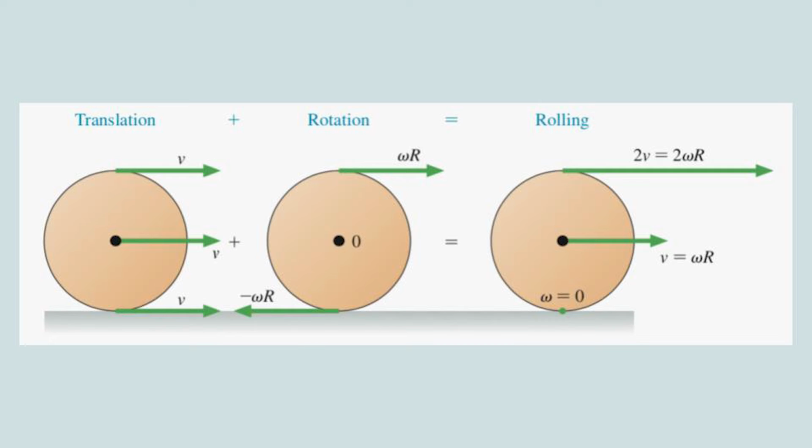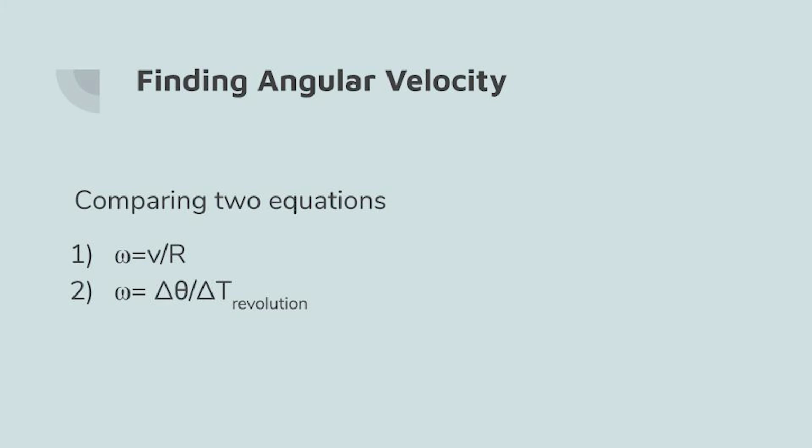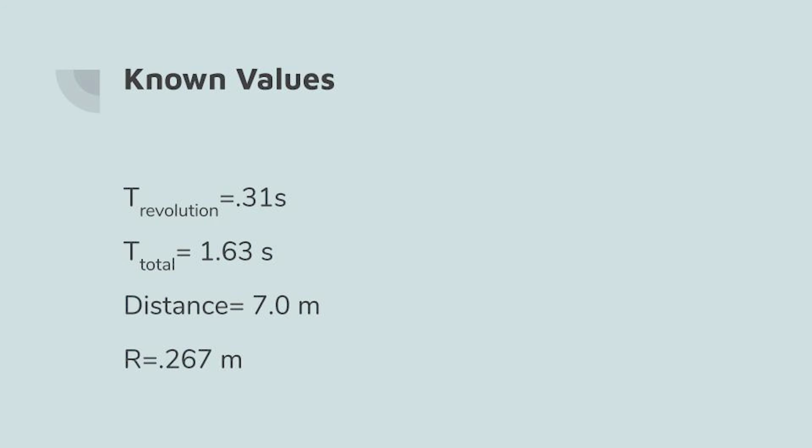Calculations. We want to find the angular velocity of the wheel, and to do that we can use these two equations. The first is the experimental equation. We are going to compare its values to the one we get from the second equation. These are the measured values.